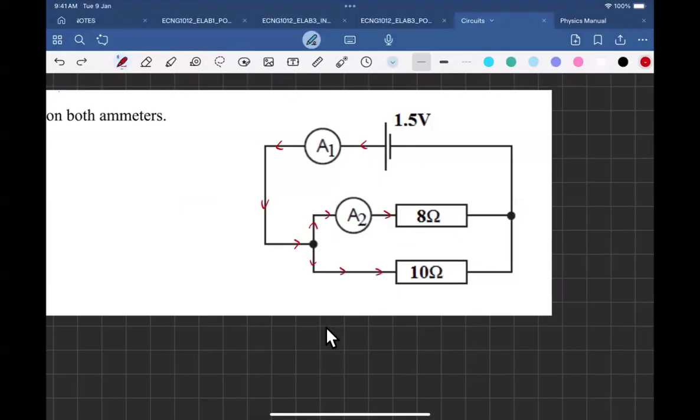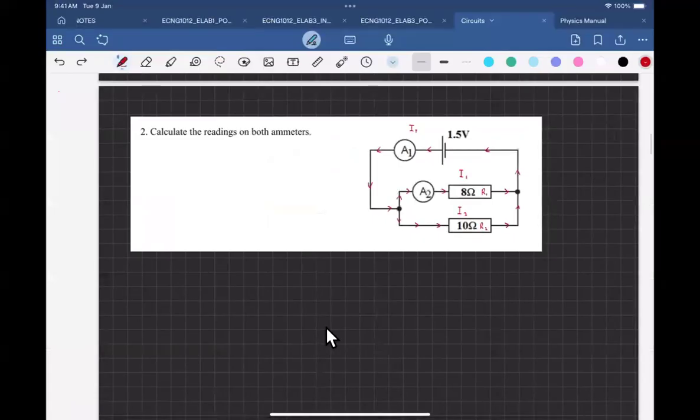Aliyah, do you agree? Yeah, it's the total because it comes straight from the positive, straight from the source. 1.5, right? This over here would be what? They would just call this resistor 1 and resistor 2. I1, and these are I2. Awesome. So calculate the readings on both ammeters.